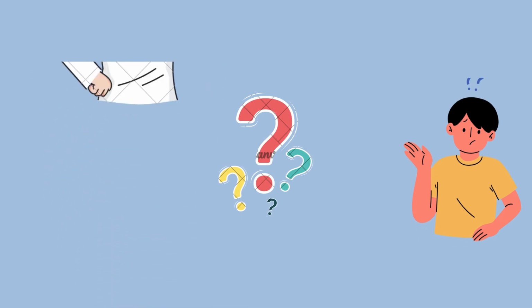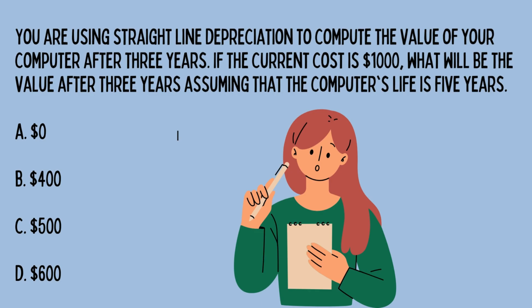Let us begin. You are using straight-line depreciation to compute the value of your computer after 3 years. If the current cost is $1,000, what will be the value after 3 years assuming that the computer's life is 5 years? A. $0. B. $400. C. $500. D. $600.